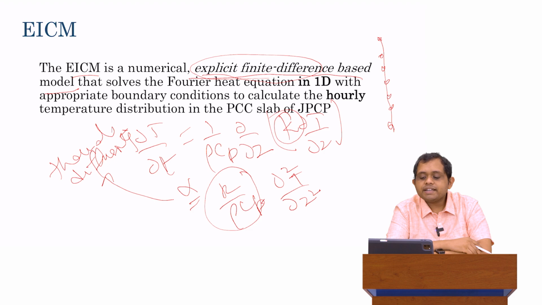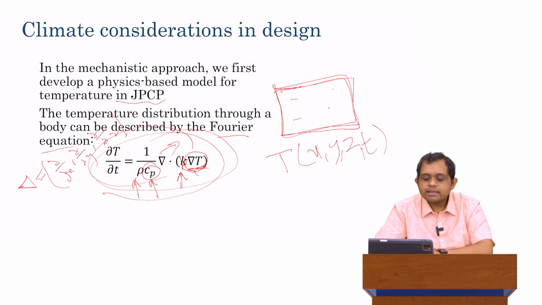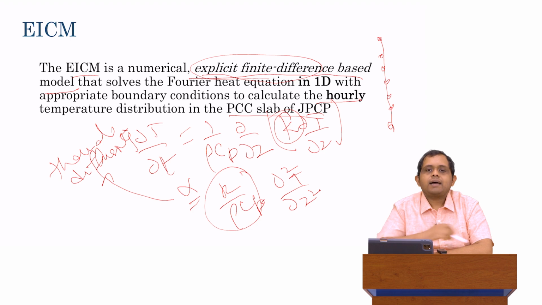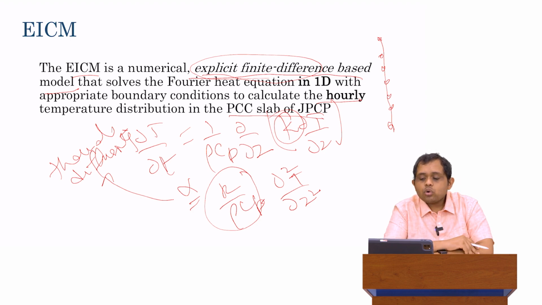It solves the Fourier heat equation in 1D. So the assumption is that it is a 1D problem. This is the equation which I've written on this slide. It's basically simplifying this earlier equation, solving a simplified form of it with appropriate boundary conditions to calculate the hourly temperature distribution in the PCC slab of a JPCP hourly. So it basically tells us at each hour what the temperature is at certain points or nodes inside the slab. From there, we do further calculations, but the EICM just gives us that particular calculation.